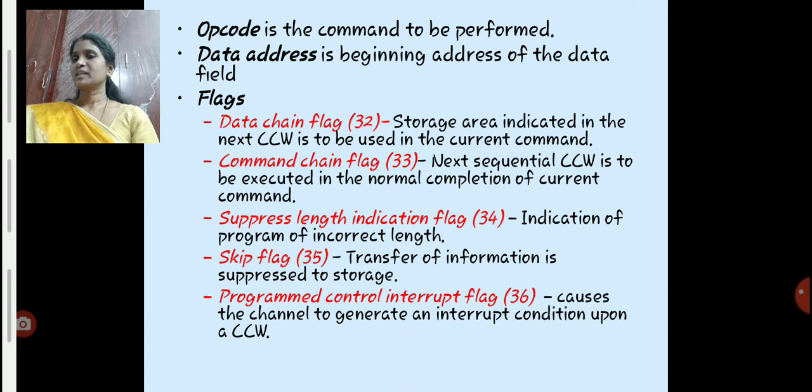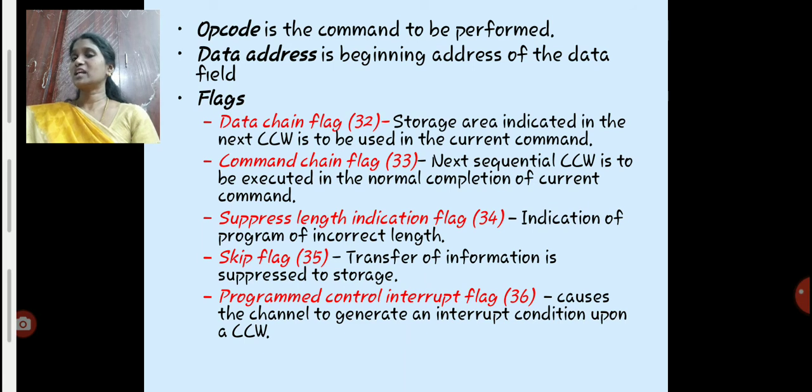Then flags. From bit 32 to 36 there are flags. We see what the flags are about. In bit number 32 we have the data chain flag. What is the data chain flag? The storage area indicated in the next CCW is to be used in the current command. If that is the case, the data chain flag will be set.